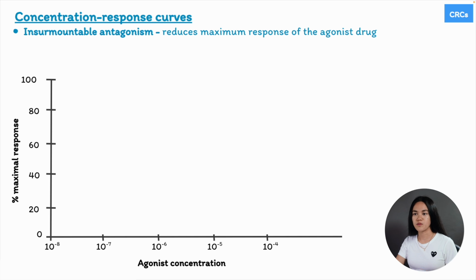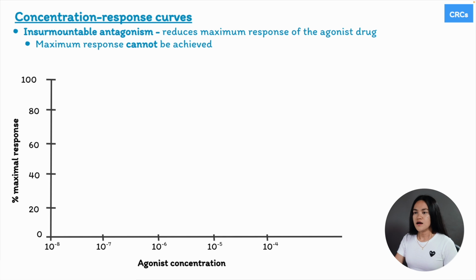This is because most insurmountable antagonists permanently modify the receptor protein or the receptor binding site. Okay, when a drug binds covalently to a binding site, the site is changed in a way that can't be changed back. No matter how many agonist drug molecules are present, they can no longer bind to the changed site because it's been modified. It's been altered. It can't fit in anymore. All right. So then, how does this manifest on a CRC?